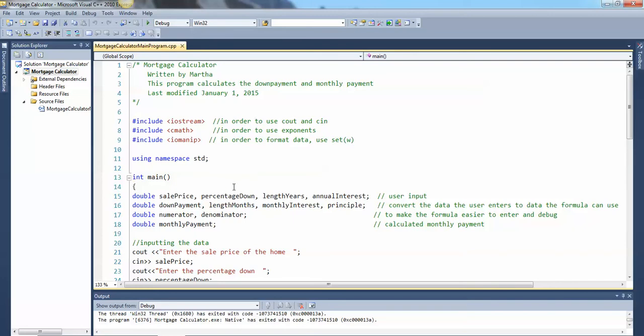Hello, in this session we're going to look at the mortgage calculator written in C++. Instead of having you watch me type or type poorly, I've already coded the program.